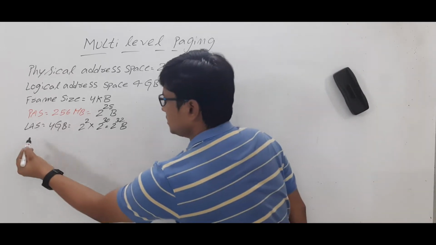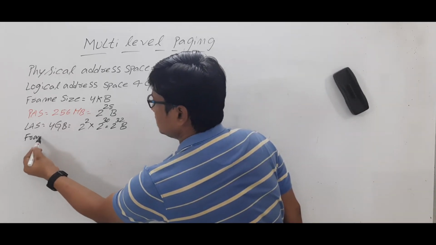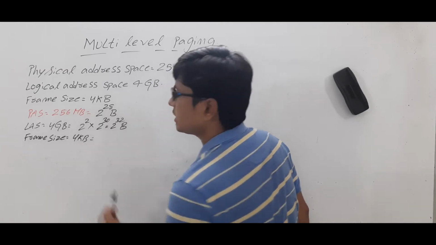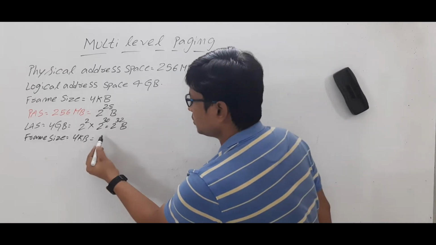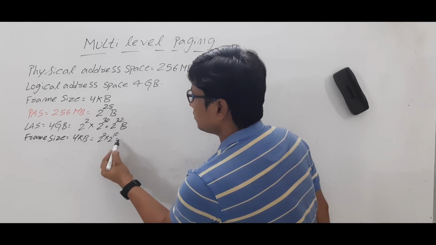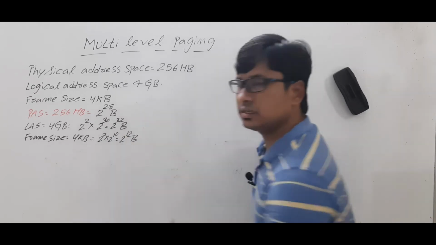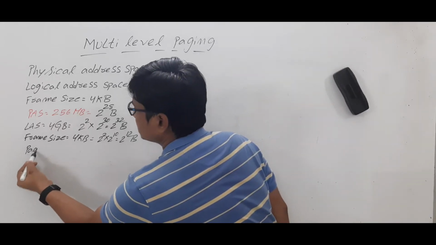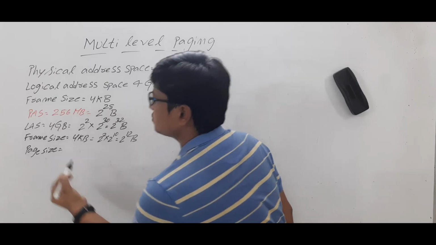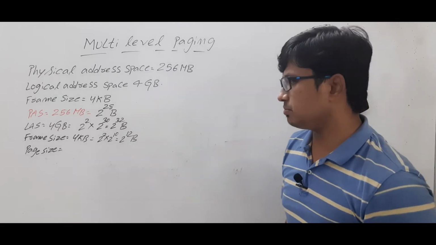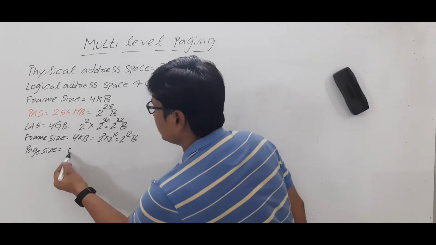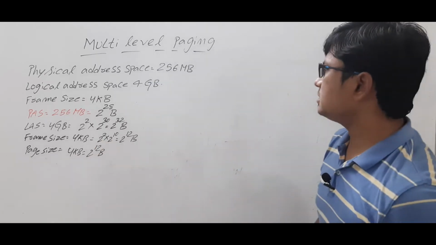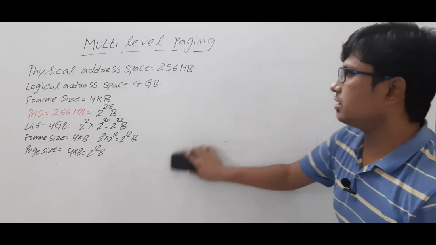And frame size is given as 4 KB. So 4 KB means 2 power 2 KB, and KB means 2 power 10, which is nothing but 2 power 12 bytes. If the frame size is given, we can easily find the page size, because the page size will always be equal to the frame size, which is again 4 KB, which is 2 power 12 bytes. Is it clear? Are you able to understand it or not?